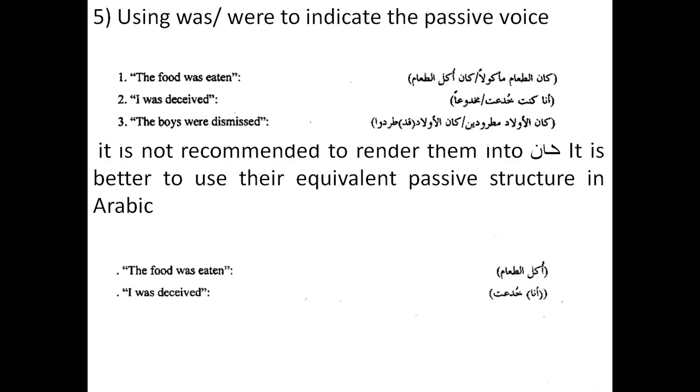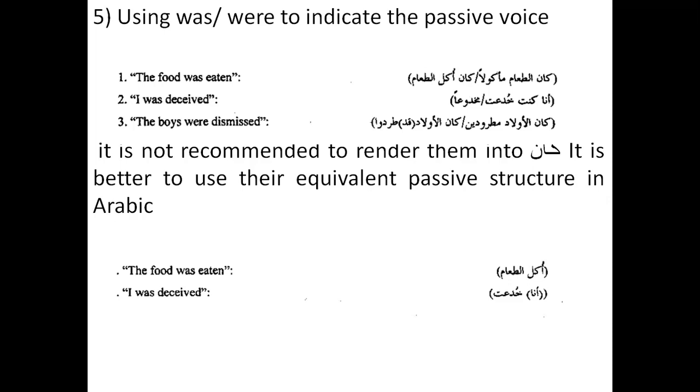Now, using was and were to indicate the passive voice. The food was eaten. كان الطعام مأكولا or كان أكل الطعام. I was deceived. أنا كنت خدعت أو مخدوعا. Actually, these structures in Arabic are strange.